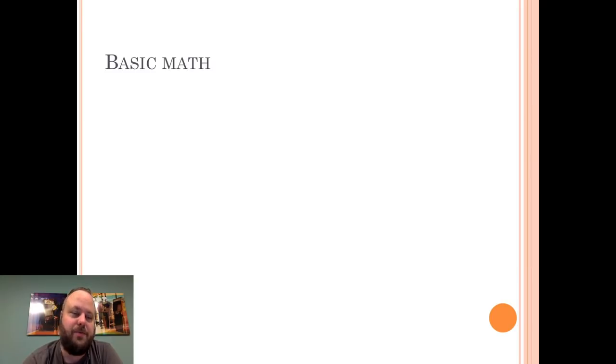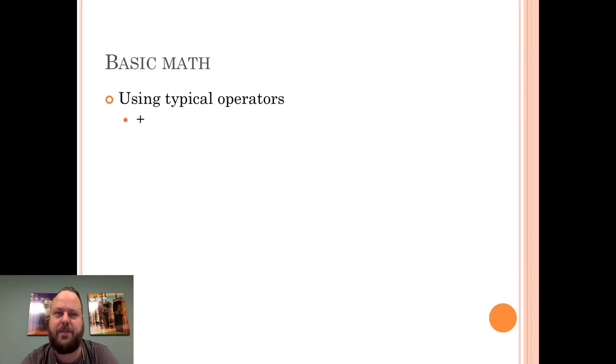So let's talk about some basic math. Basic math includes your typical operators. Operators are like the plus sign, the minus sign, and the multiplication sign. An asterisk is a multiply. Most of the time, programming uses this, so that's the way they go with it. And the divide. So we have all of those. Let's go ahead and go back here to Excel.